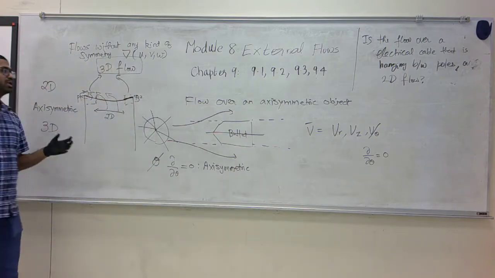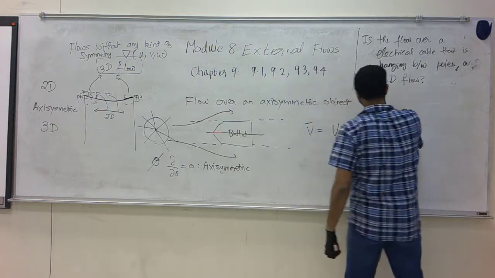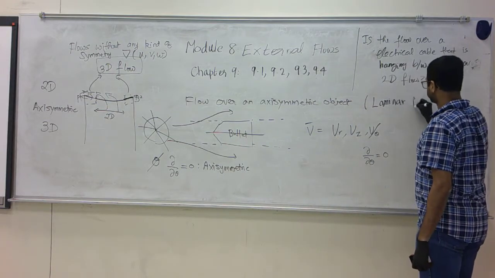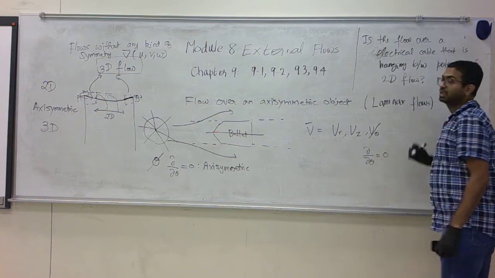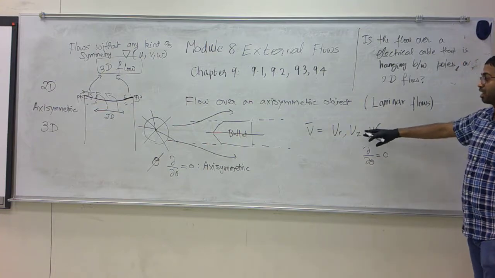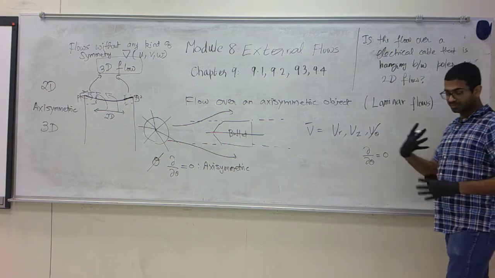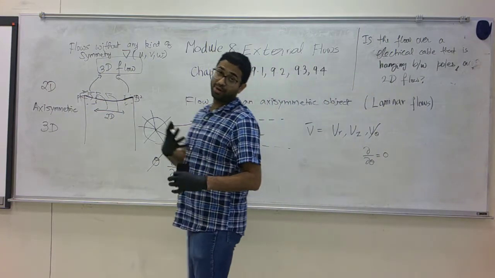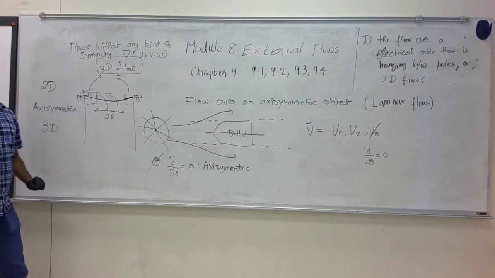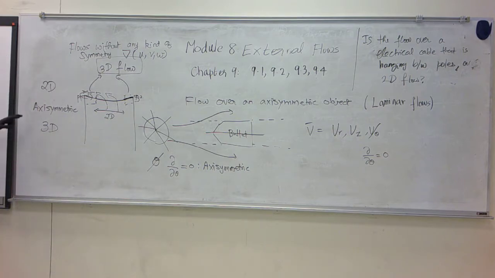These are usually flow over an axisymmetric object, although we have to be careful. Most of the time, only laminar flows are axisymmetric. Turbulent flows sometimes can be three-dimensional even when they are over an axisymmetric shape. That's the nature of turbulence. It becomes three-dimensional even if your geometry is two-dimensional, even if your geometry can be described by only two variables. Okay, so that is the distinction between 2D, 3D and axisymmetric.